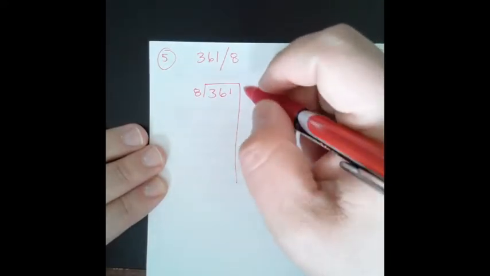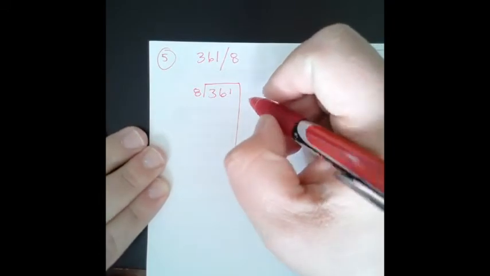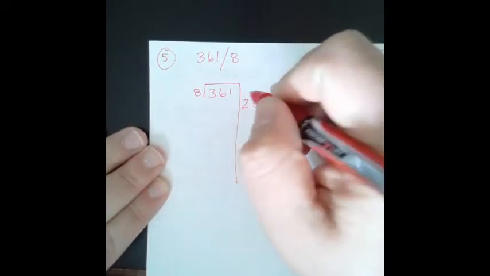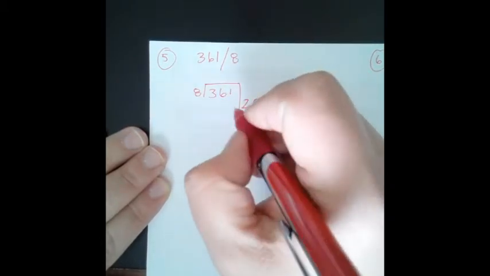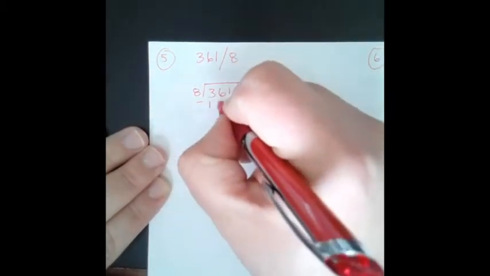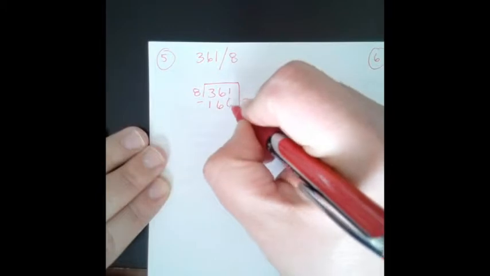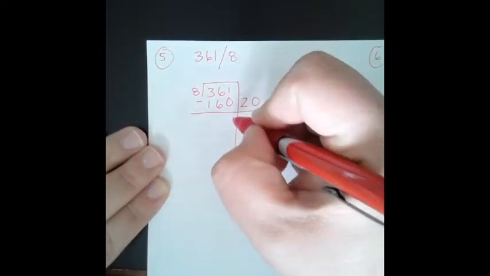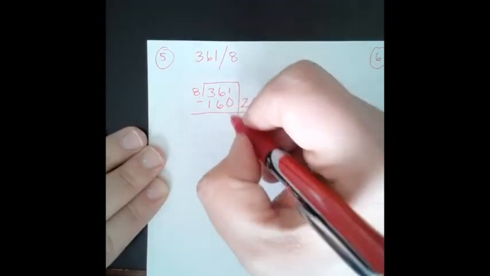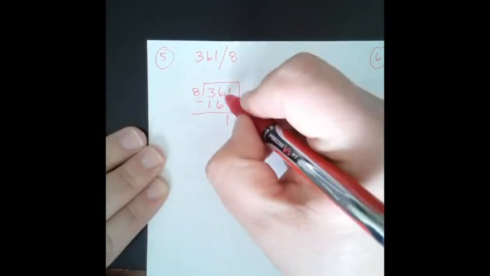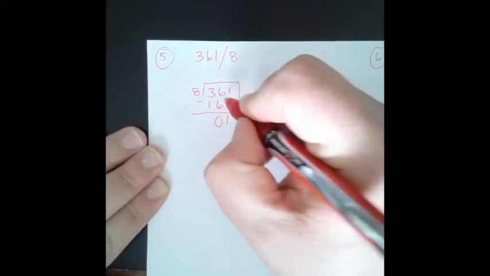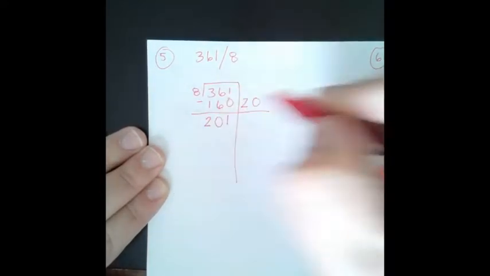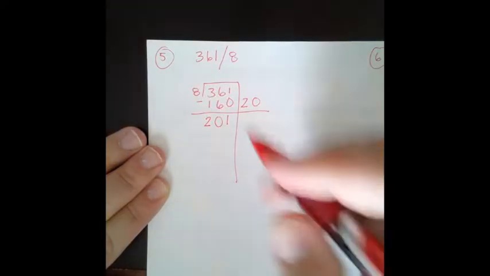So I'm going to try, and I'm going to go ahead and do 20 here, because I know that 2 times 8 is 16. And then we're going to add that 0 for an extended fact. And now I'm going to take it away. So 1 take away 0 is 1. 6 take away 0 is 0. 3 take away 1 is 2. So that leaves me with 201.